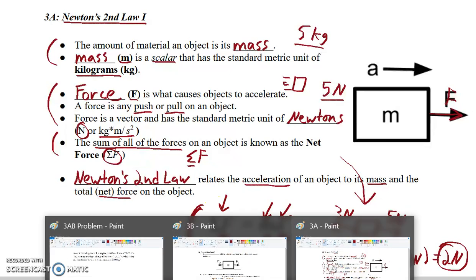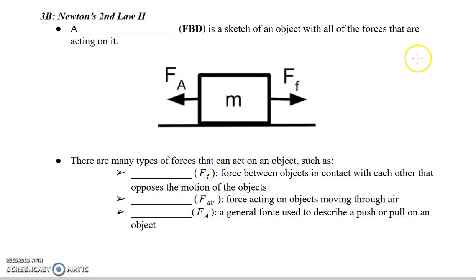Let's take a look at the second part. In the second part, we're going to be looking at how to diagram and classify some of these forces. So the first thing is we have a new term. It's called a free body diagram, or FBD. A free body diagram is a sketch of an object with all the forces acting on it.